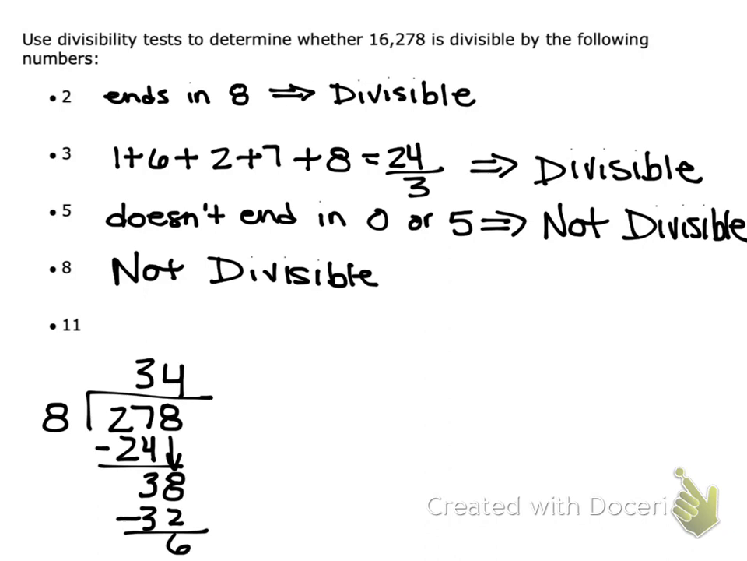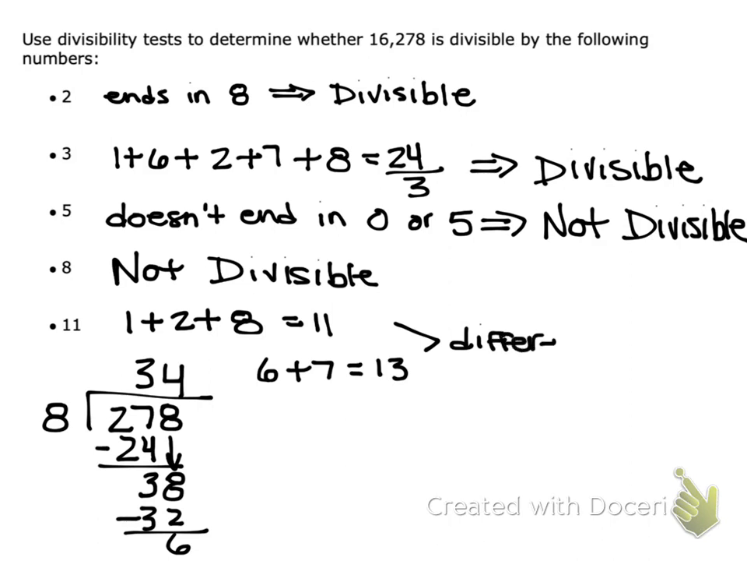All right, and then our test for 11, so we're going to start at the front and we're going to take every other number and add it. So we're going to do 1 plus 2 plus 8. That equals 11. And then we're going to take the other numbers and add them. So we're going to do 6 plus 7. That equals 13. If I take the difference of these two numbers, the difference is 2. Is that divisible by 11? No. So this is not divisible.